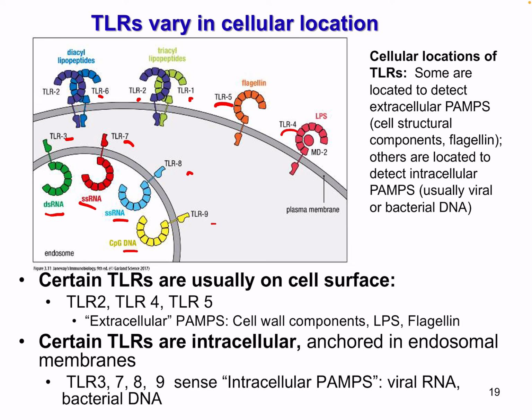Some are located to detect extracellular PAMPs, like cell structural components and flagellin, and others are located to detect intracellular PAMPs, usually viral or bacterial DNA. Certain TLRs are usually on the cell surface, as we said, TLR2, 4, and 5, which detect extracellular PAMPs, including cell wall components. Certain TLRs are intracellular and are anchored in the endosomal membranes, including TLR3, 7, 8, and 9, which sense intracellular PAMPs, including viral RNA and bacterial DNA.